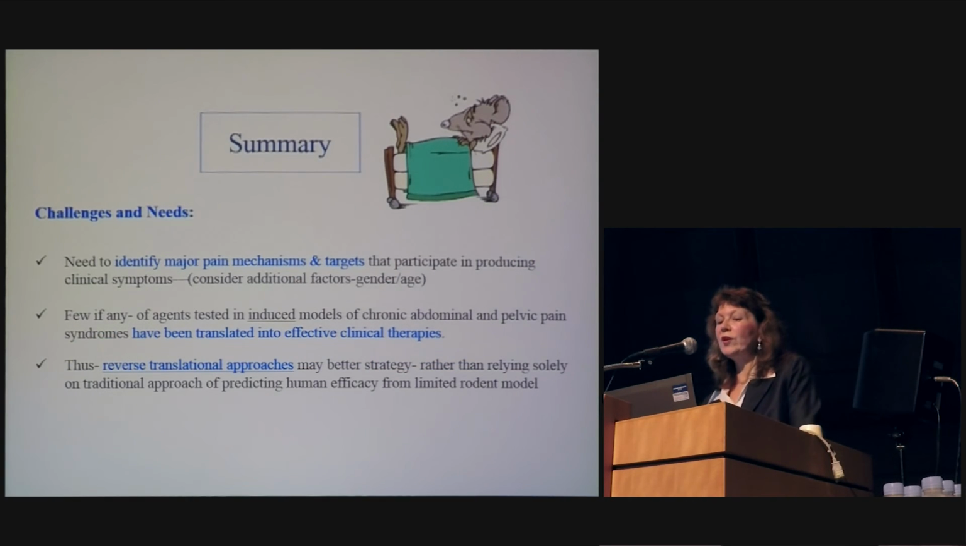So in summary then, we really need to identify a number of pain mechanisms and targets that can participate in producing a number of clinical symptoms, and also consider factors such as gender and age. Few, if any, agents tested in induced models in chronic abdominal and pelvic pain have been translated into really effective clinical therapies, and that just doesn't apply to the bladder. That's across the board in chronic pain. So it's been said that reverse translational approaches may be a good approach, maybe not necessarily better, but rather than relying solely on the traditional approach of predicting human efficacy from some of the limited rodent models.